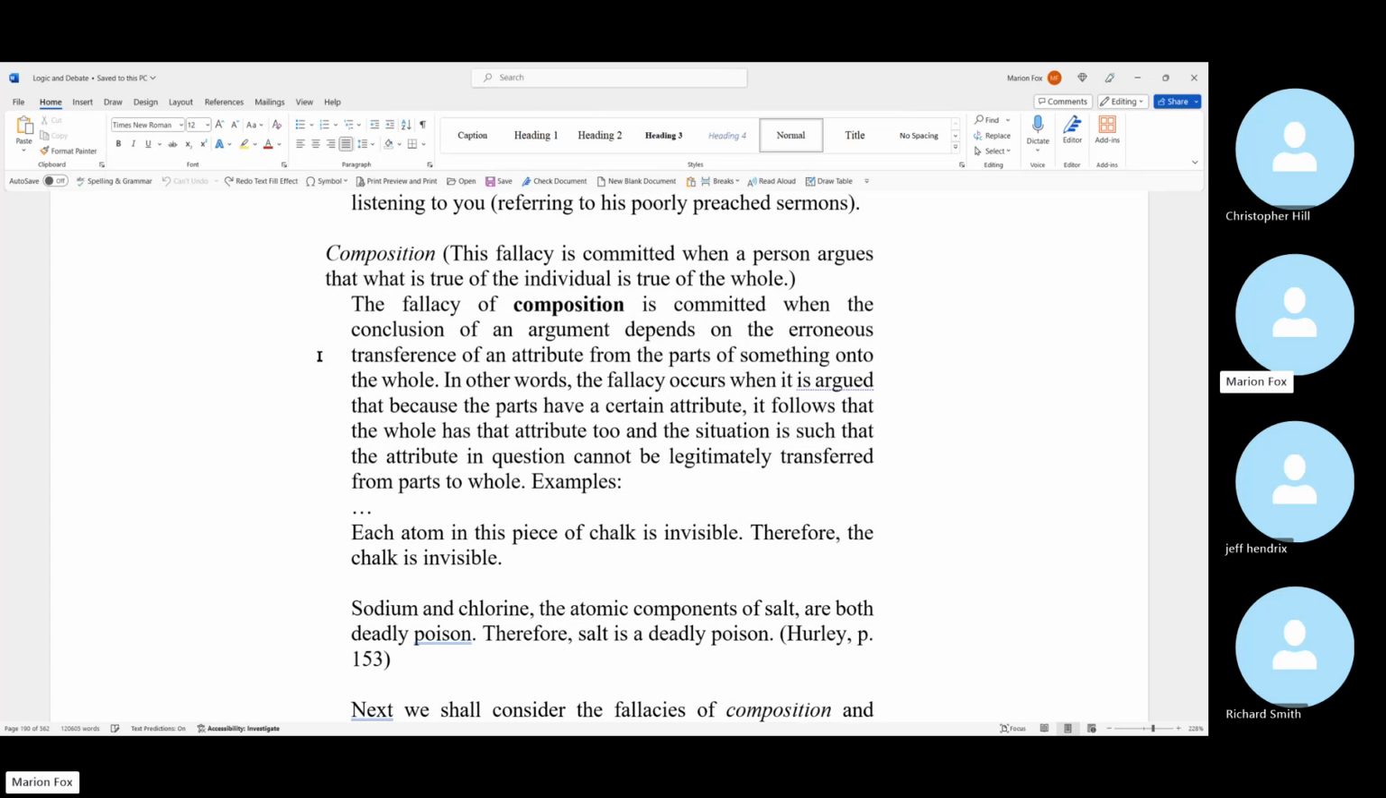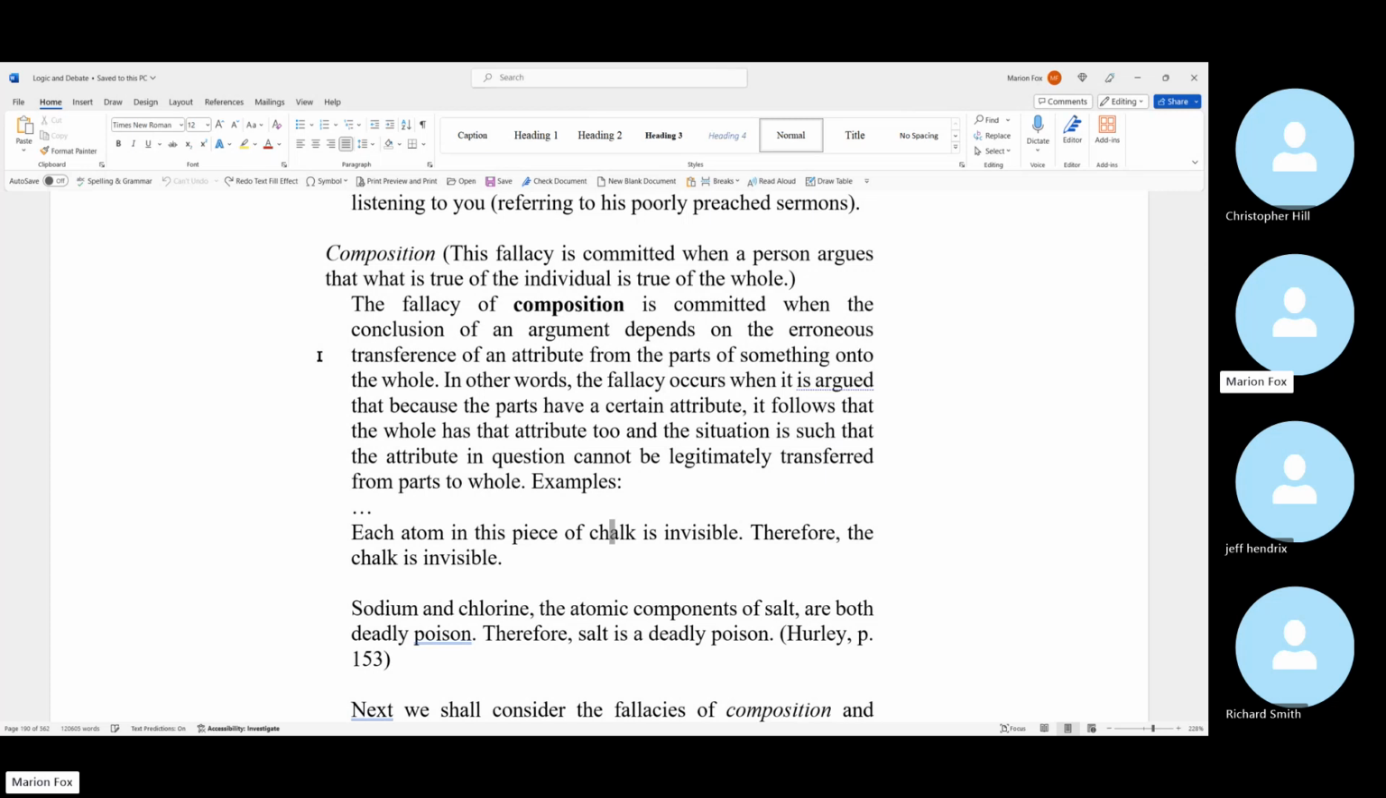Each atom in this piece of chalk is invisible. I'm holding up a pencil right now. You can't see it. But each atom in this pencil is invisible. It is. That means I could then argue that the pencil is invisible. See, you know that's not true. So because the atoms in the chalk are invisible, doesn't mean the chalk is invisible.